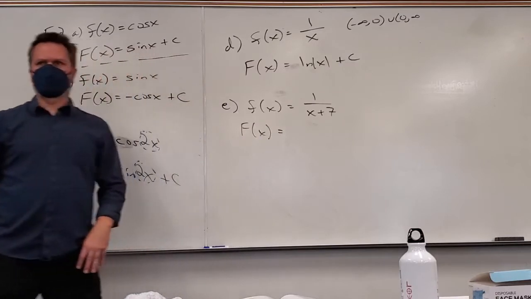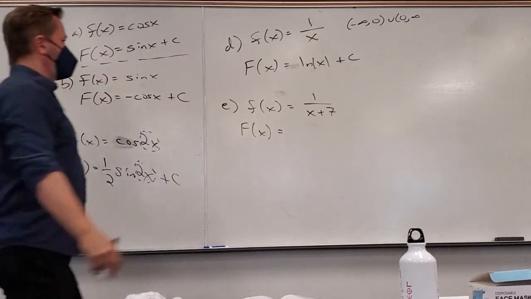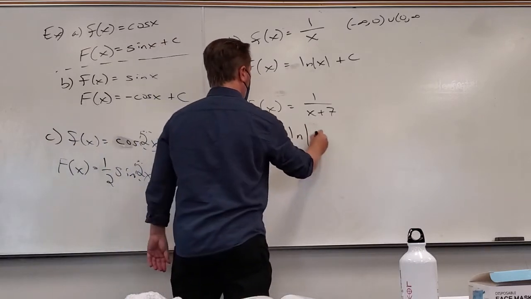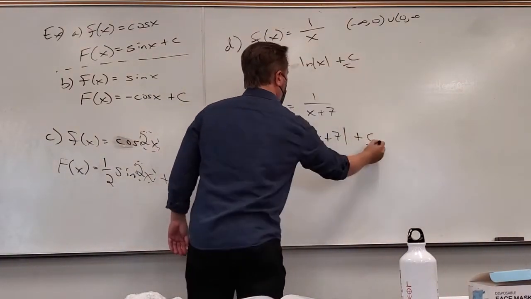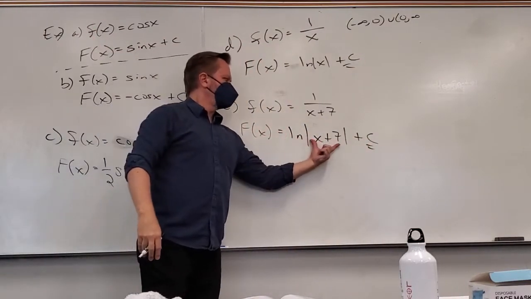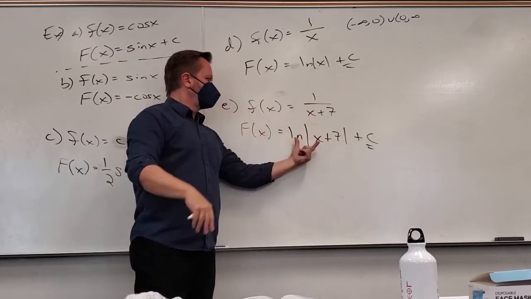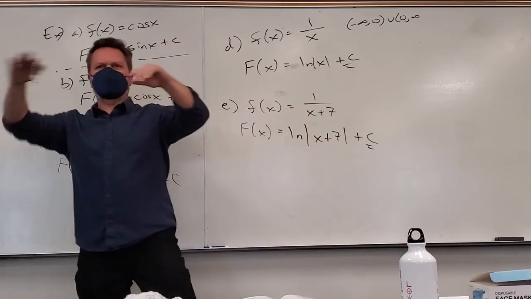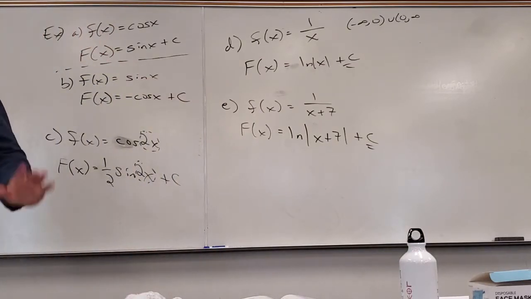Don't overthink it. Natural log, absolute value, x plus 7. Yeah, natural log, absolute value, x plus 7. Why do you not have to worry about taking care of anything? What's the slope of this? 1, also known as the derivative, right? So if I take this derivative, there's nothing extra that would come out. Yes? Okay. Let me stop for a minute.